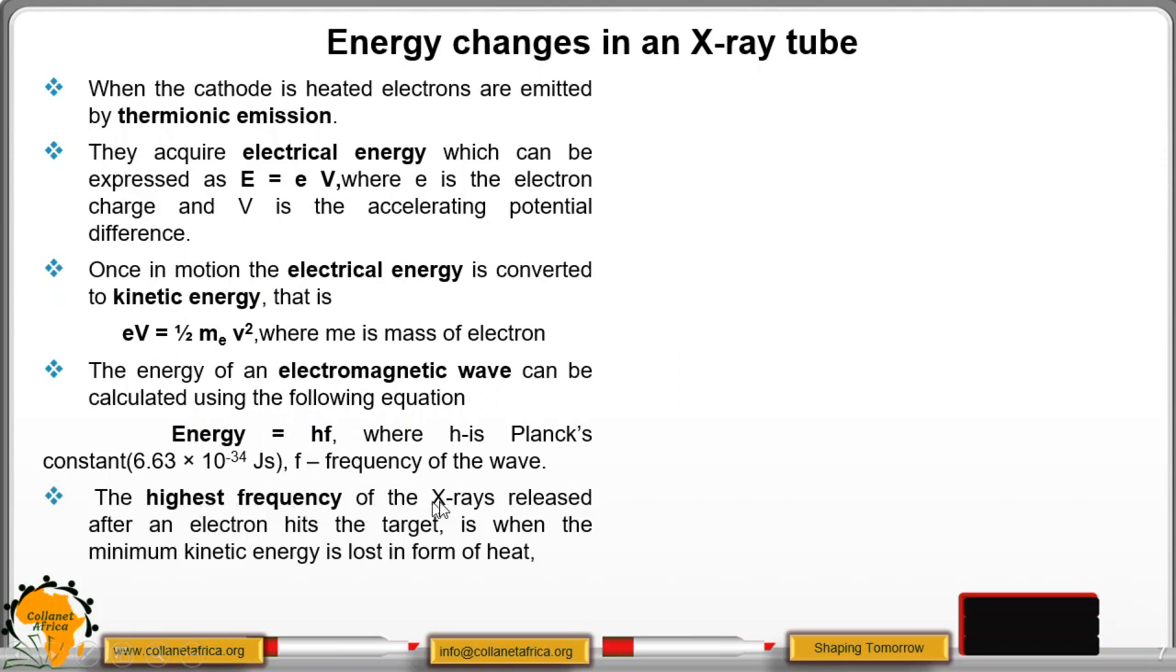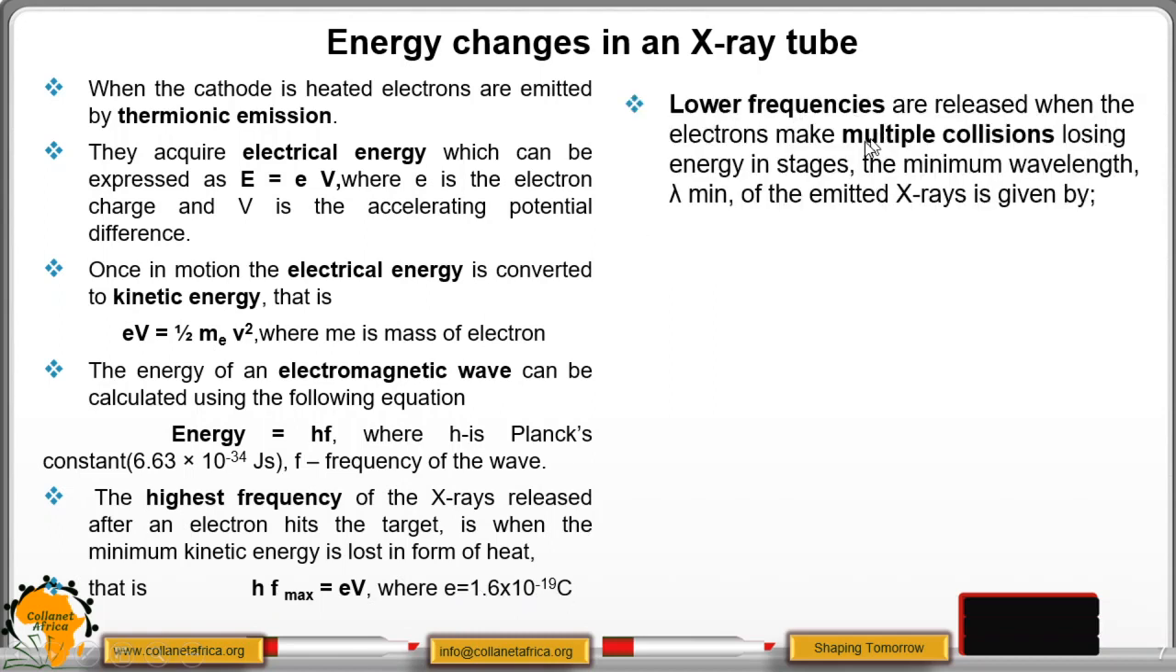The highest frequency of X-rays released after an electron hits the target is when the minimum kinetic energy is lost in the form of heat. So in other words, we are saying that when most of the kinetic energy is converted to X-rays, then we will get X-rays of high frequency. That is, hf max is equal to eV, where e is our electron charge and its value is 1.6 times 10 to the negative 19 coulombs.